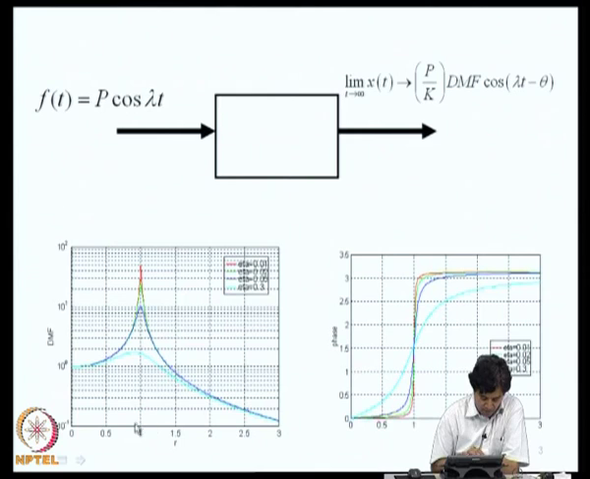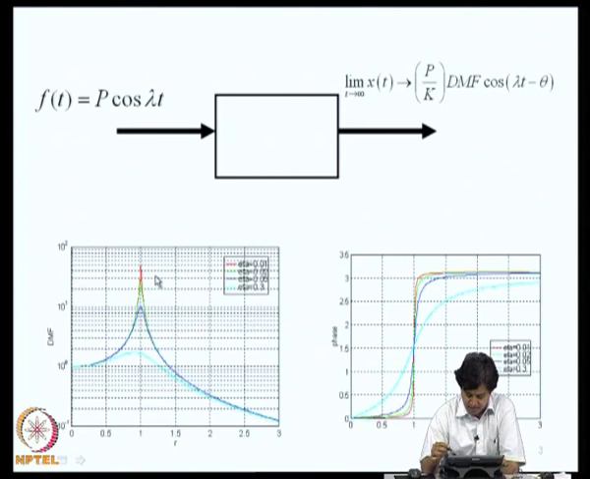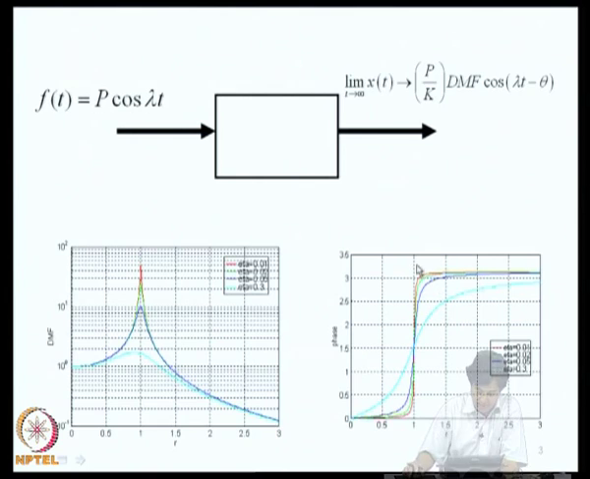In the neighborhood of the driving frequency being close to the system natural frequency, there is a significant dynamic amplification, and this condition is known as resonance. At resonance the phase, that is this theta, undergoes rapid changes. That is one of the signatures of occurrence of resonance.